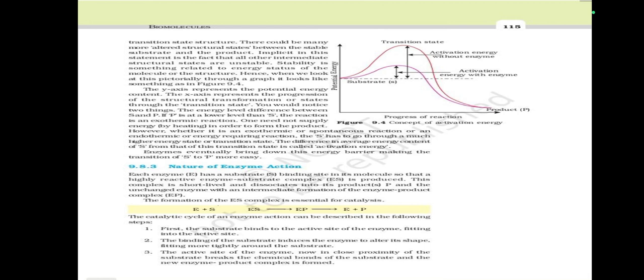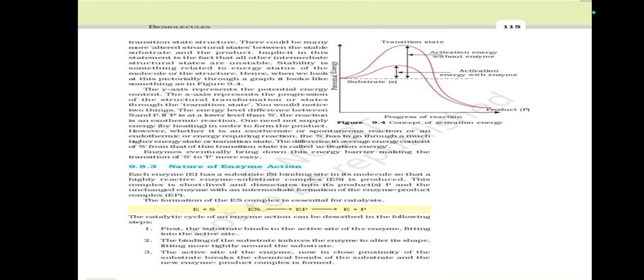Nature of enzyme action: each enzyme has a substrate binding site in its molecule, so that a highly reactive enzyme substrate complex is produced. This complex is short-lived and dissociates into its product and unchanged enzyme, with an intermediate formation of the enzyme product complex. The formation of the ES complex is essential for catalysis.